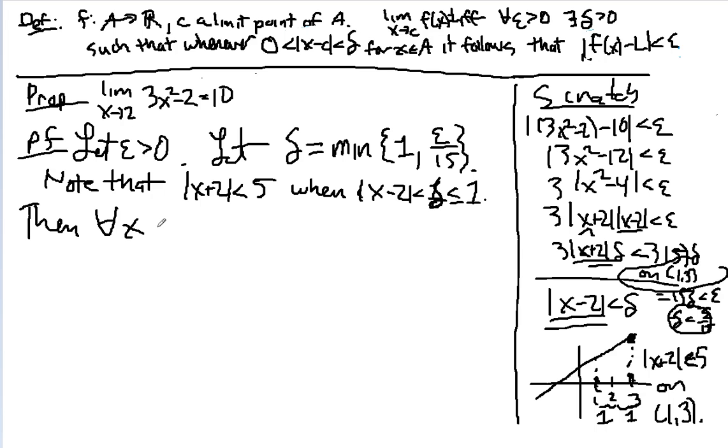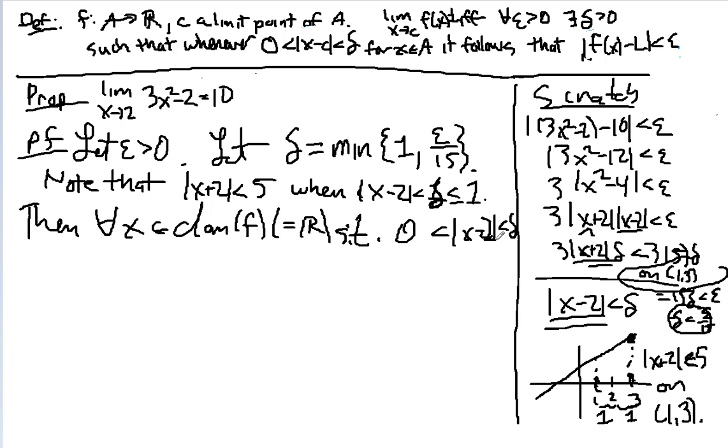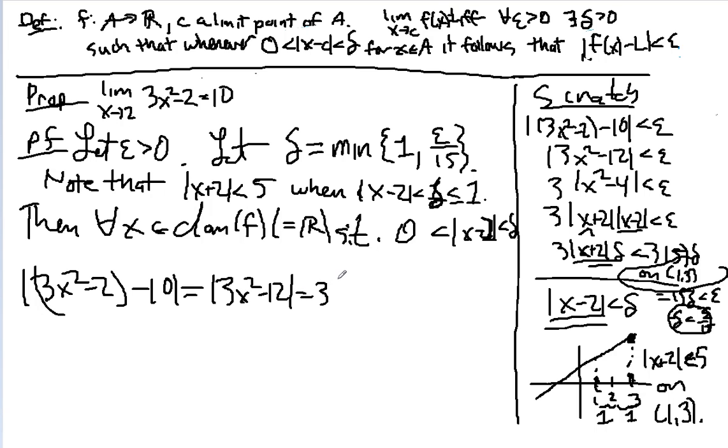Then for all x belonging to the domain of f, which again happens to equal R, such that you are within delta of 2, |x minus 2| is less than delta. Here's what we get. We know that |3x squared minus 2 minus 10|, if all ends up well, I'll make this less than epsilon. That's equal to |3x squared minus 12|, which equals 3 times |x squared minus 4|. I can factor this: it equals 3 times |x plus 2| times |x minus 2|.